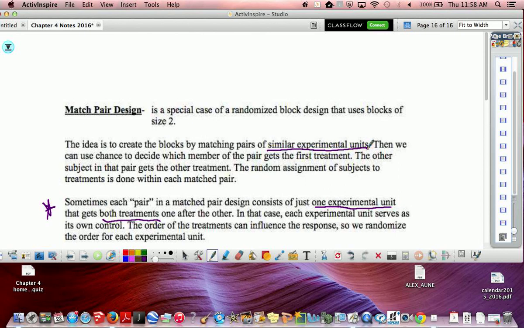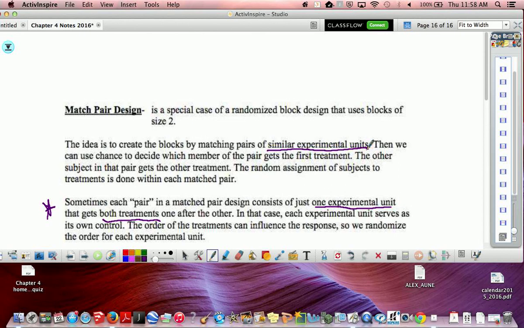So for instance, if I'm trying to test a new shampoo, one of the things I could do is try to find two subjects that have the same type of hair. So they might have nice long, blonde curly hair. They're the same age. If I can find two people that match up that way, I could randomly assign one of them one shampoo and the other shampoo. They can rate the shampoo and let us know which one is potentially better.